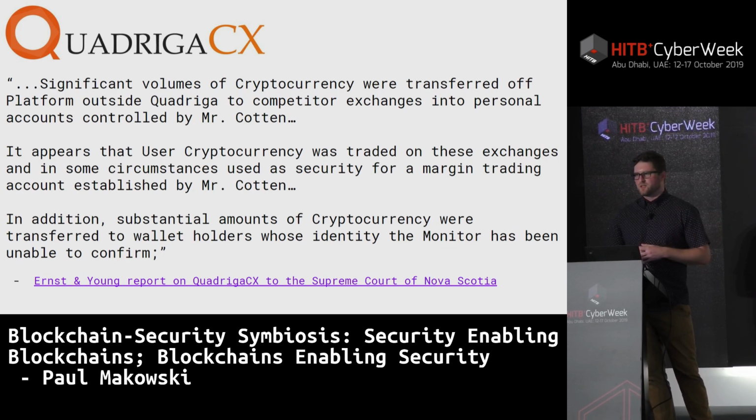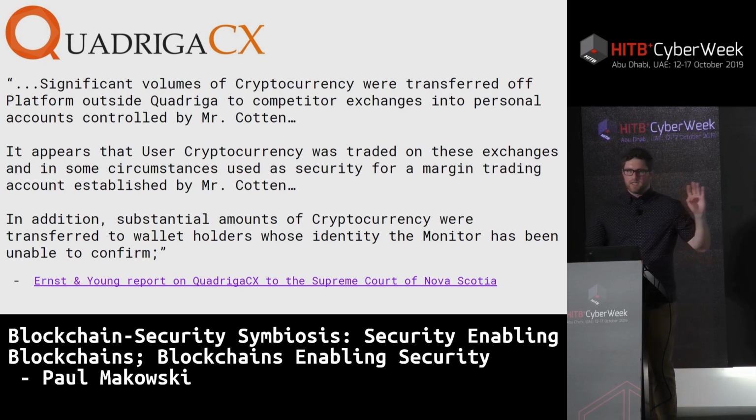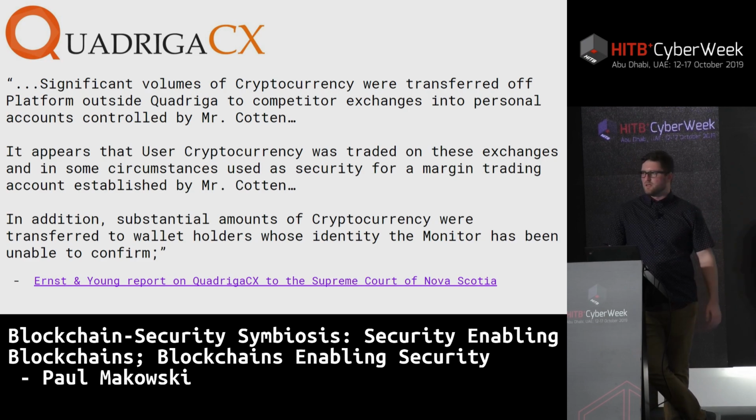the funds from the exchange were actually used to collateralize margin accounts for the CEO of this exchange. And anyway, this exchange went bankrupt because nobody had access to these funds aside from the CEO, which he used to just kind of YOLO gamble on the side. So that's also really bad, and this is still a security issue, right?